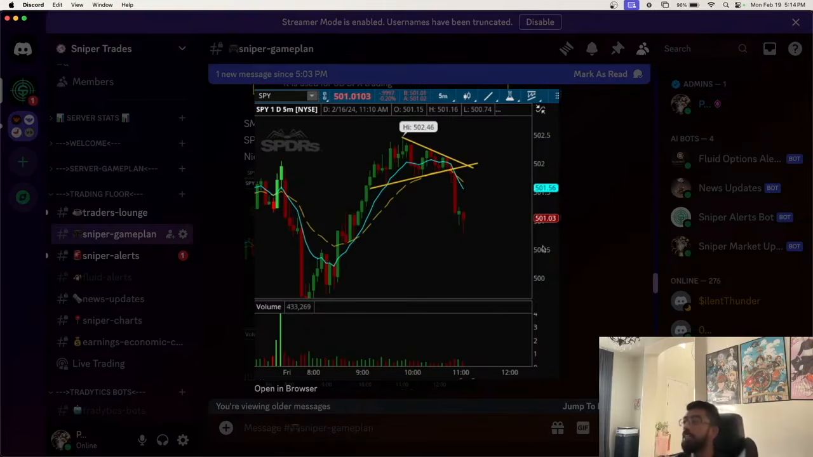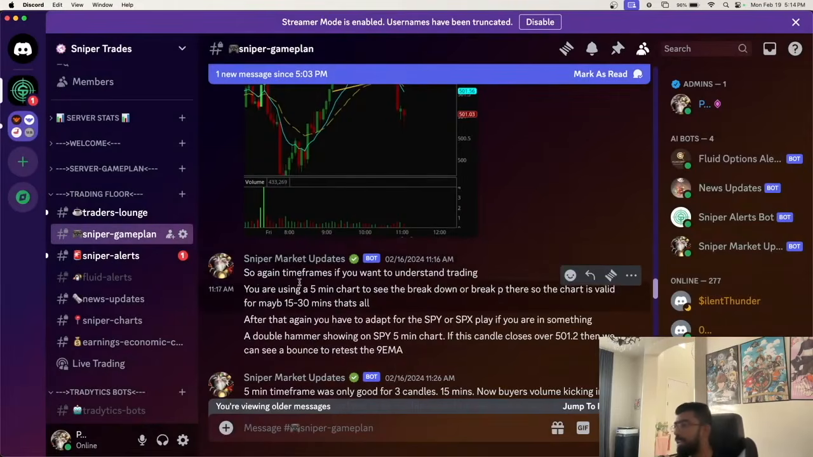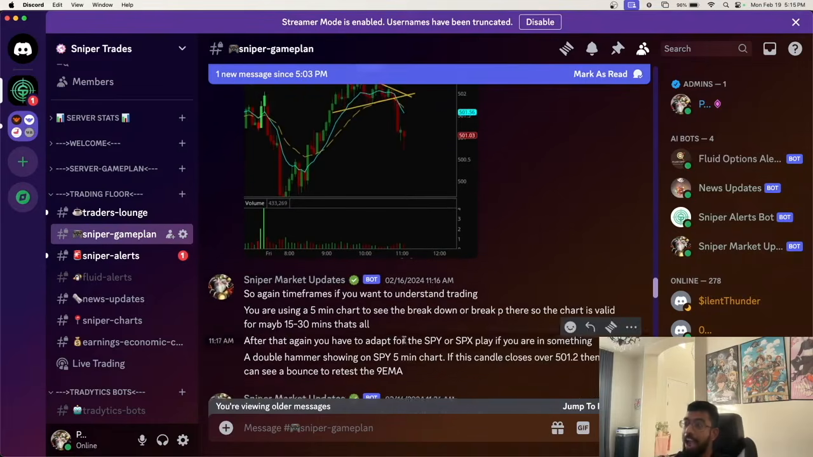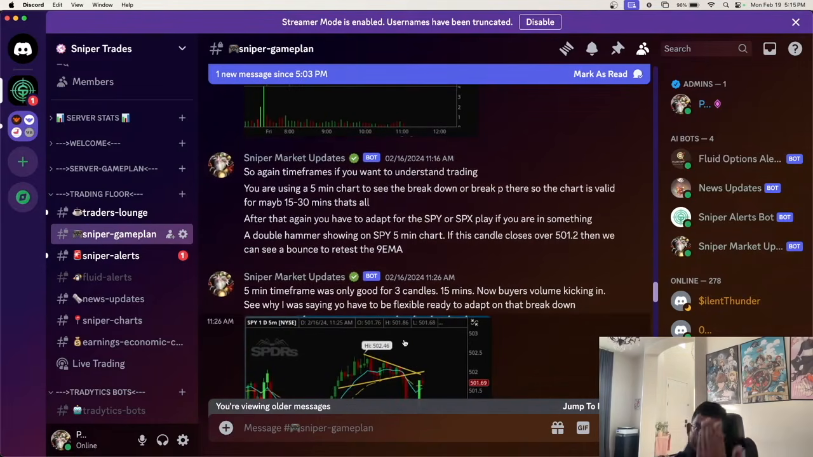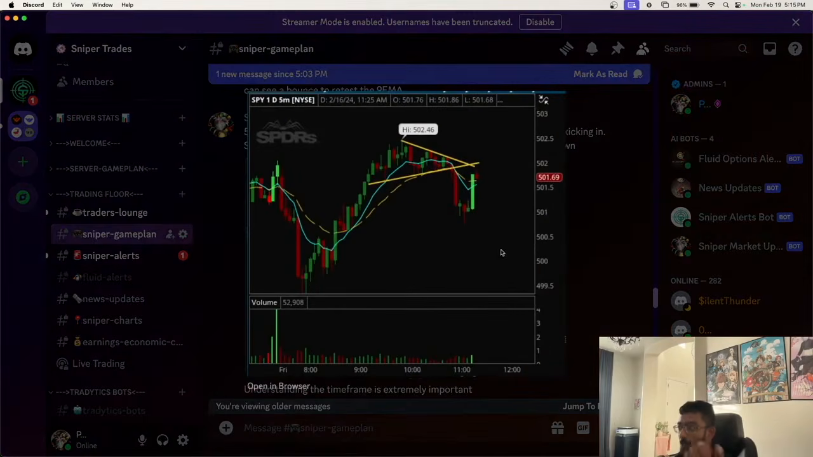And this was where I was also trying to tell you, so again, time frames. You understand what's happening there: you have a double hammer candle that's forming on the SPY 5-minute chart. And I was kind of telling people to get out of their positions. Look at what happened after. Surprise, surprise, there was a huge buy candle lit up with volume right there.